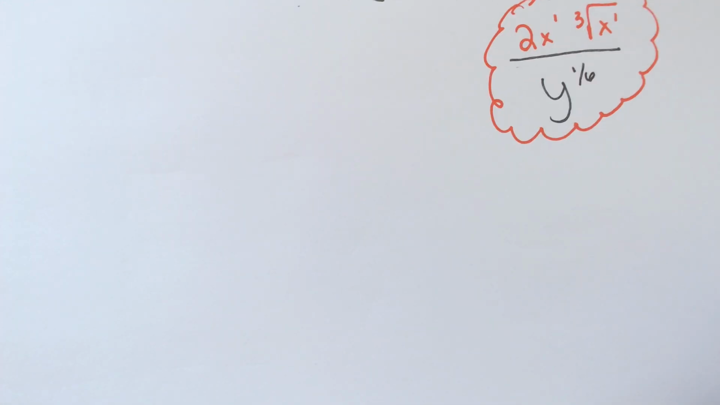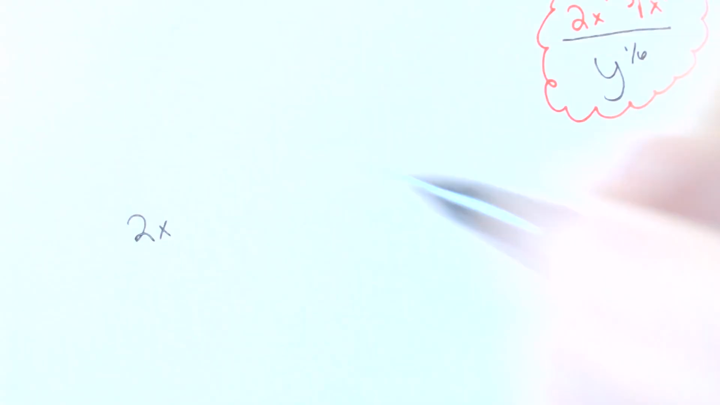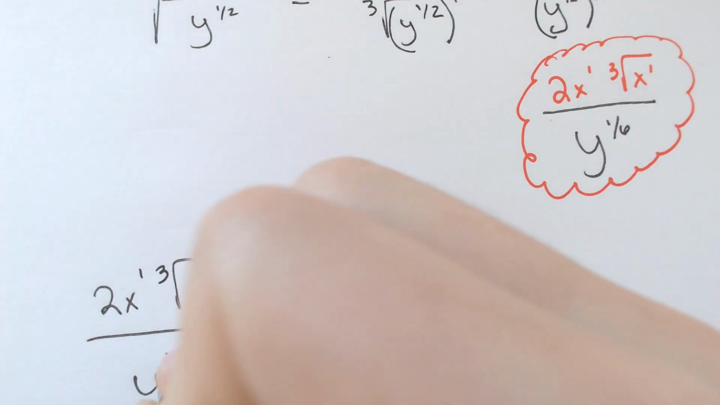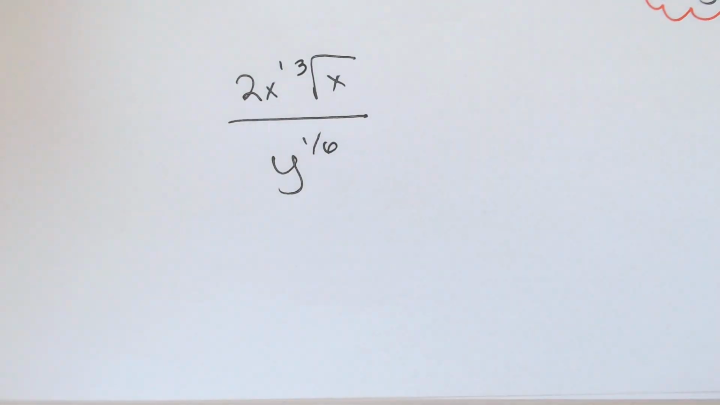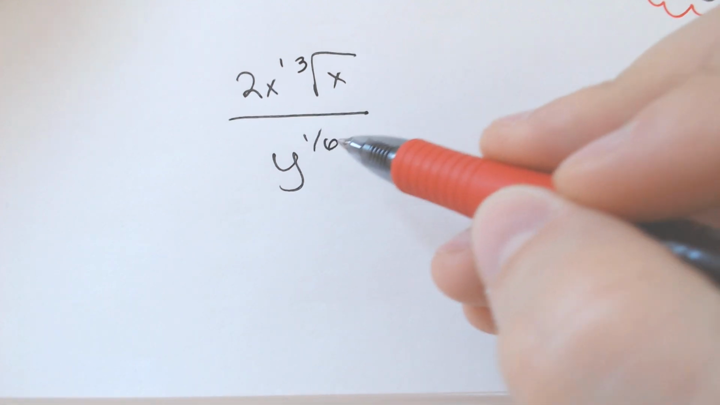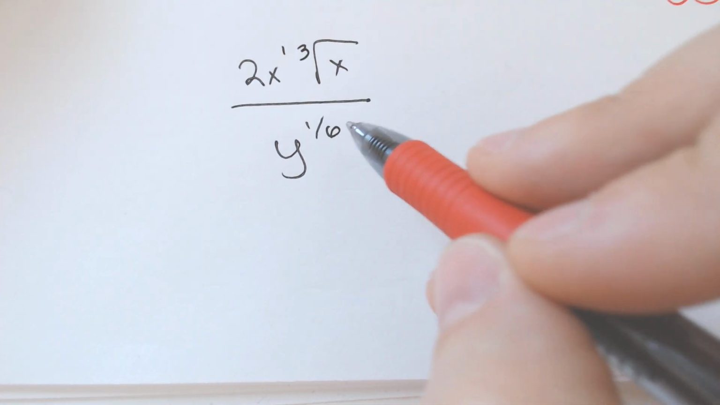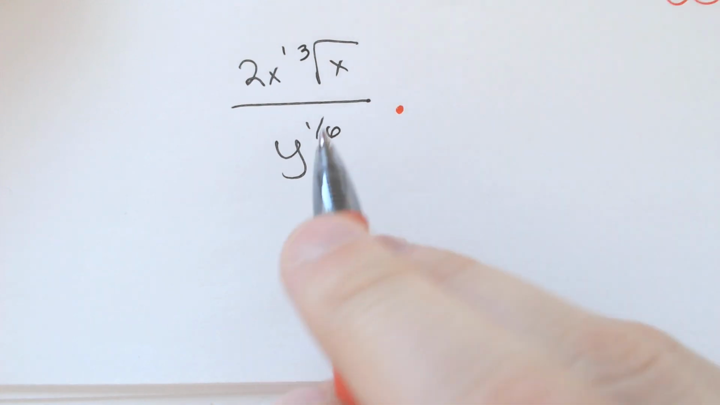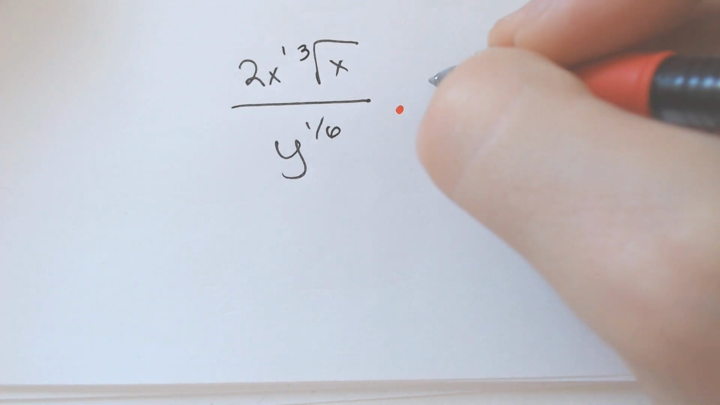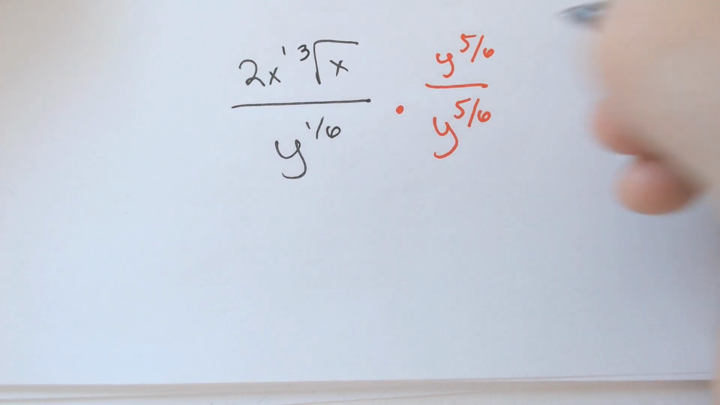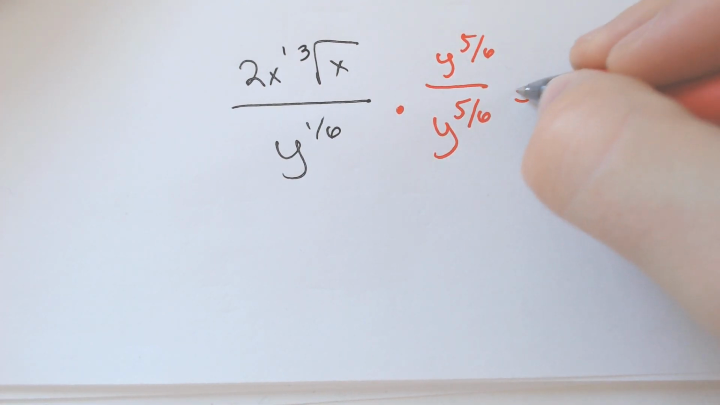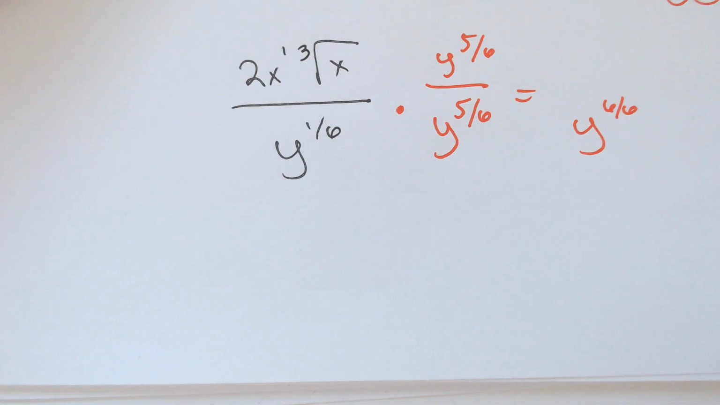So when you have a problem like this, which I'm going to rewrite, we've got 2x to the first power, cube root of x, over y to the 1/6. Top part's fine. It's the bottom part that's the mess. How many more y's do I need on the bottom of the fraction so that this would end up being a normal y? Well, if I have y to the 1/6 power, I would need to multiply by 5 more of them to get rid of it off of the bottom and become a y to the 6/6.